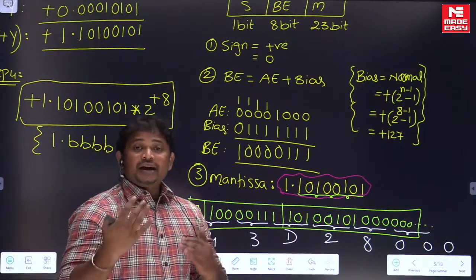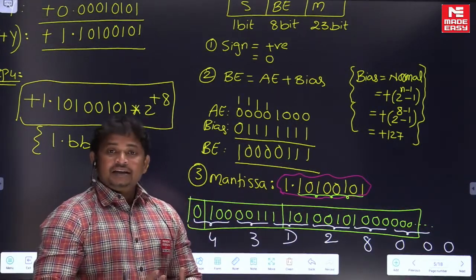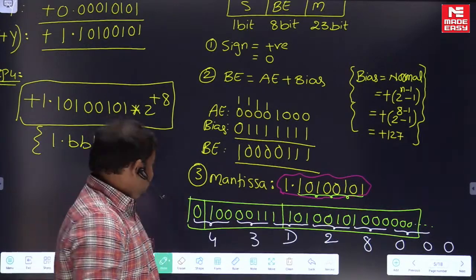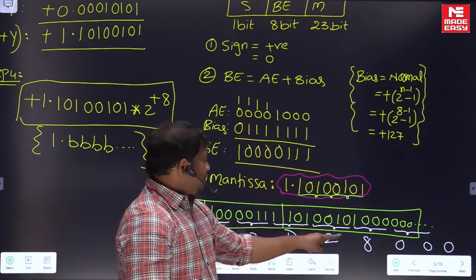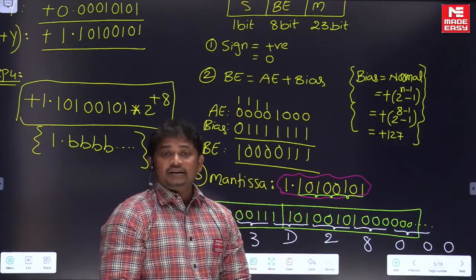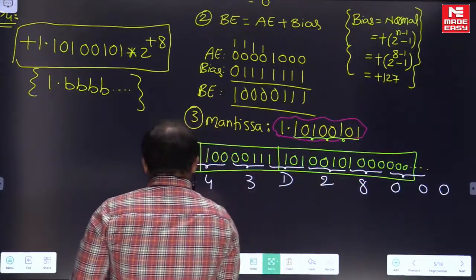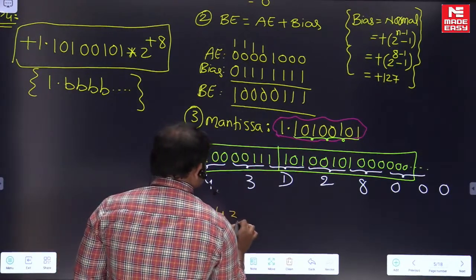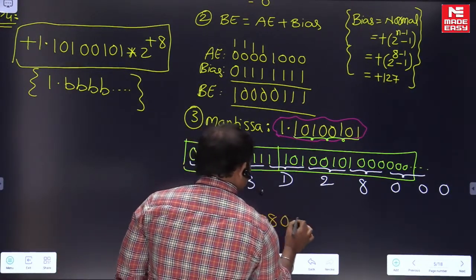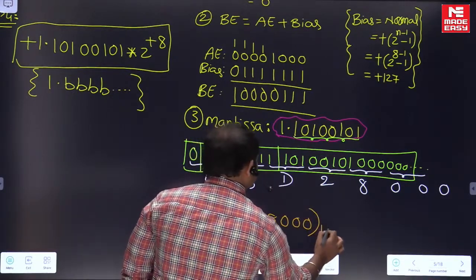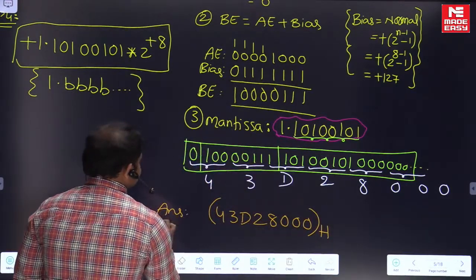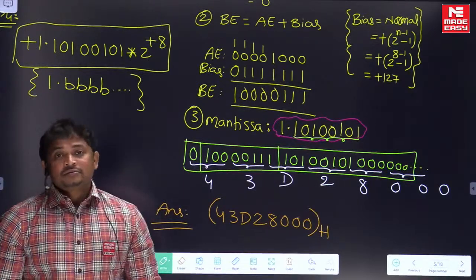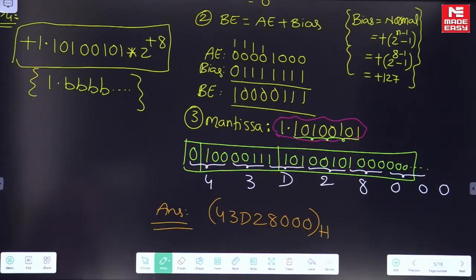Okay, students. So the hexadecimal equivalent of the result after performing the addition operation is 43D28000. This is the answer. How many of your answers matched? Please verify. Base H. This is the answer. Okay, students. 43D28000 is the answer.